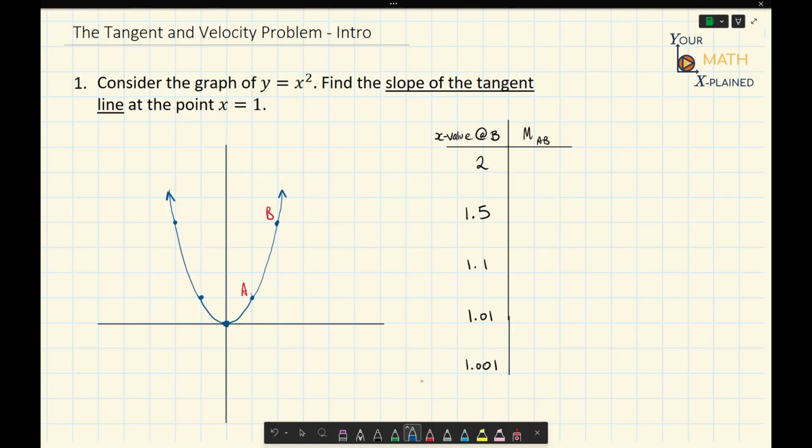Two classic problems motivated the entire subject of calculus. The first one is finding the slope of a curve at a single point, aka the tangent problem. The second one is finding the velocity of an object at a specific moment in time, aka the velocity problem. At first glance, these seem like completely different ideas. One is geometric, the other is physical. But today we'll see that they are actually the same mathematical problem.